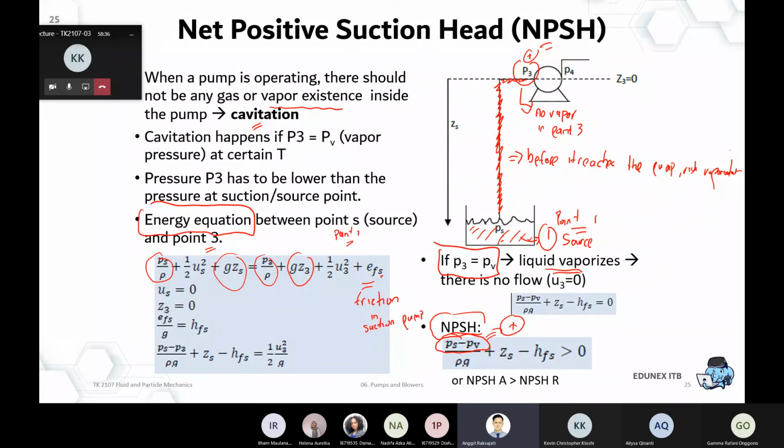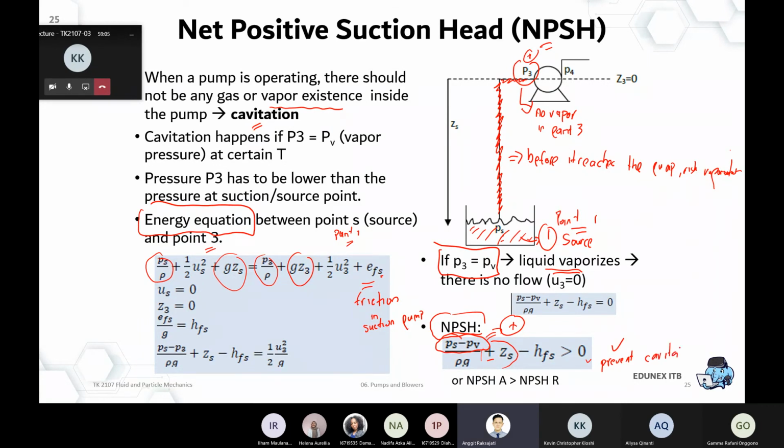Okay, you solve this equation. Now it comes to the NPSH calculation. As long as you can make sure that (PS minus PV) per rho g, plus or minus ZS, and this is important, sometimes it's plus, sometimes it's minus, as will be explained in the next slide, minus the HFS, that's the friction in the suction part of the pump, as long as it's positive, you can prevent cavitation.